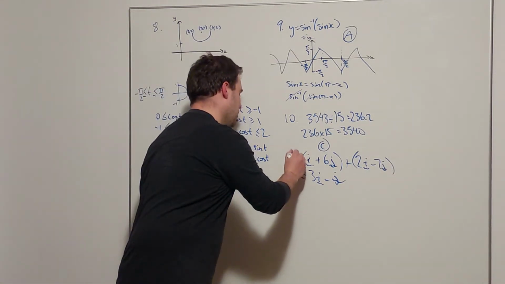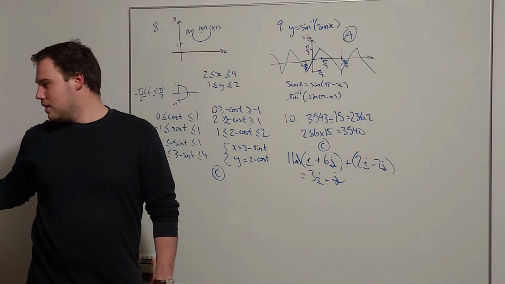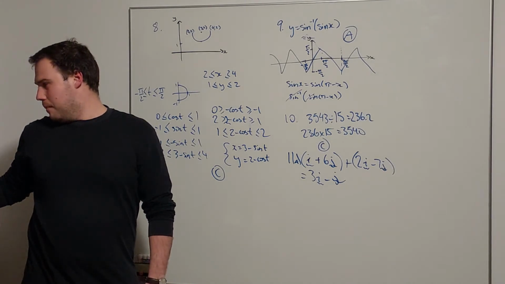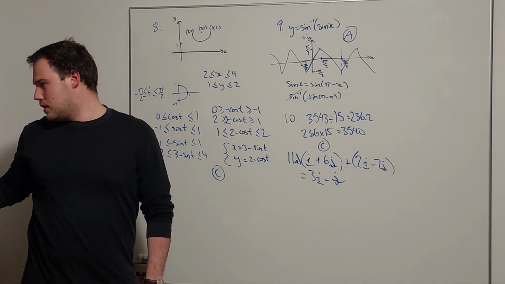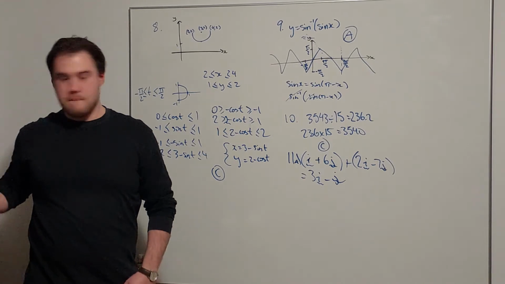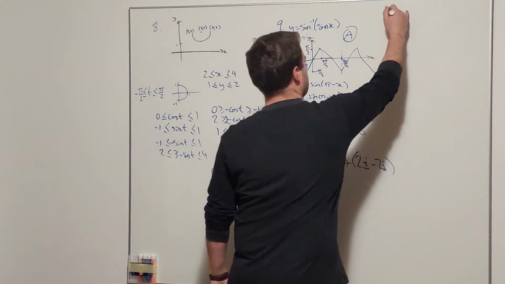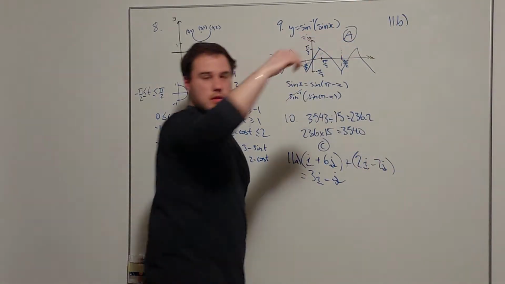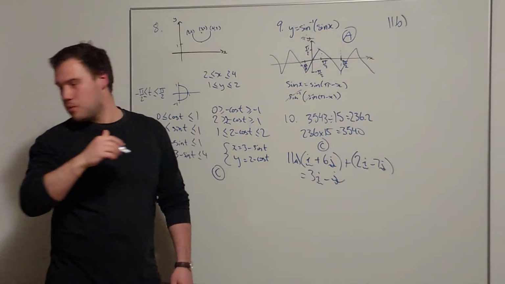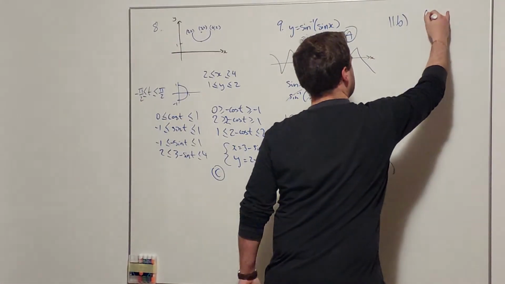Sorry, I'll have to remember that these are now parts, so 11 part A. Alright, 11 part B. We are expanding 2A minus B all to the 4.